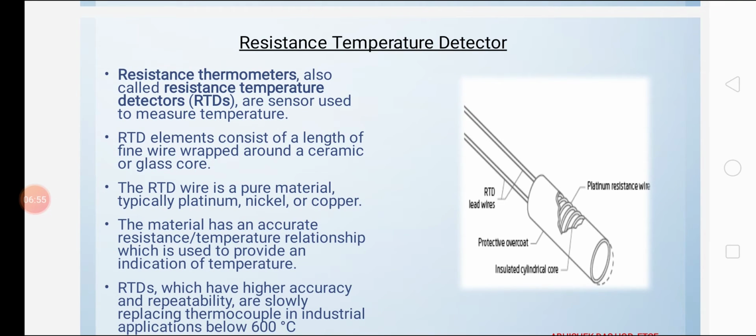The requirements of a conductor material to be used in an RTD: the change in resistance of the material per unit change in temperature should be as large as possible. The material should have a high value of resistivity. The resistance of the material should have a continuous and stable relationship with temperature.